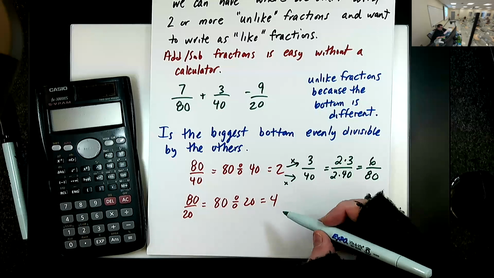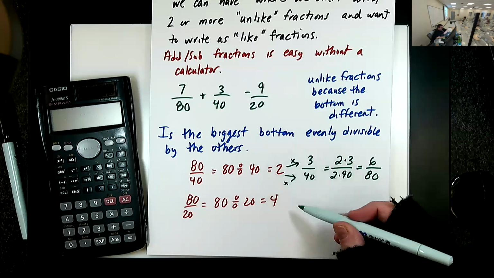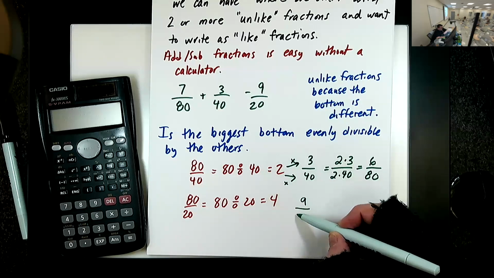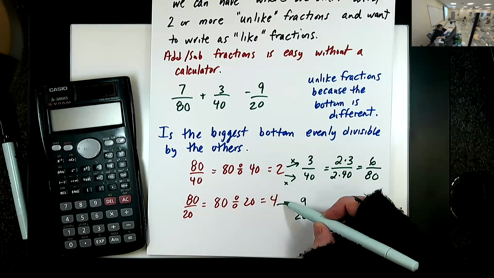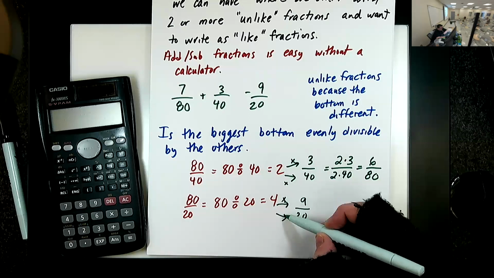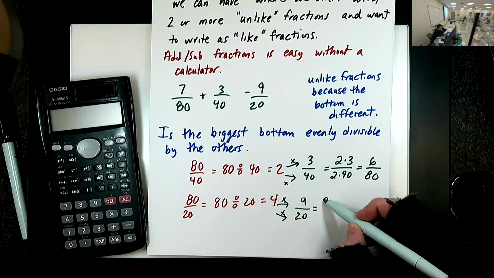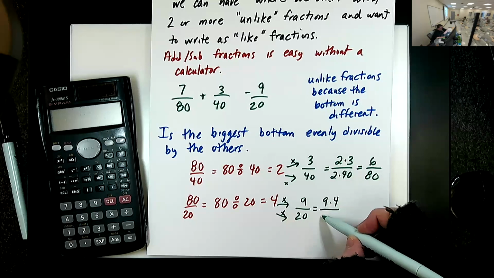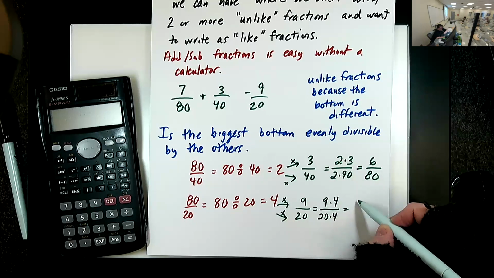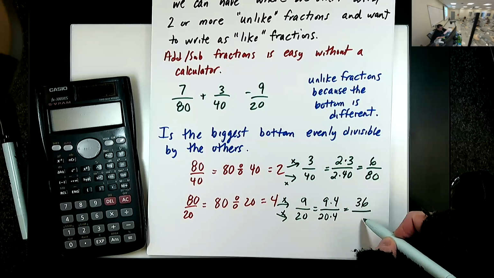I could do the same thing with the 80 and the 20, the fraction that had a 20. I can multiply top and bottom by the 4. 9 times 4 over 20 times 4 is 36 over 80.